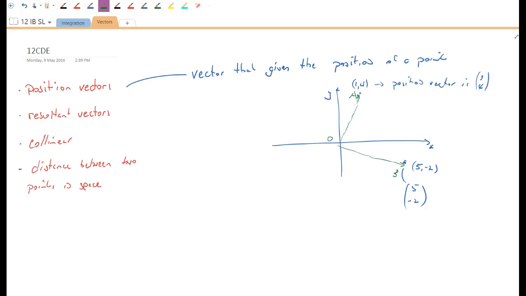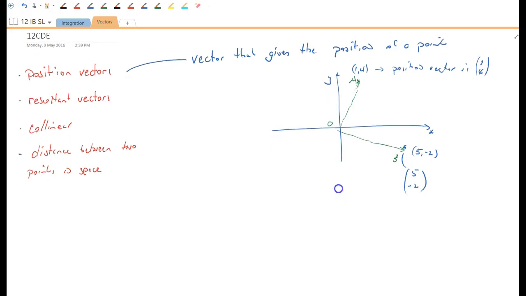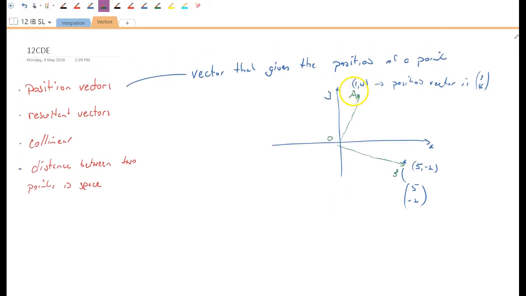If we're looking at a three-dimensional vector situation. Now, what about the resultant vector AB of these position vectors? When we say resultant vector, it's the result of two other vectors. So the resultant vector AB will equal, well, what's going on here? This is OA going that way, 1, 4. This is OB going that way, 5, minus 2.